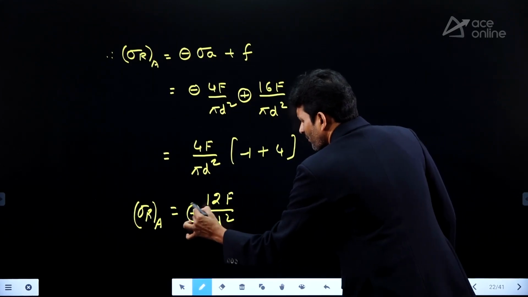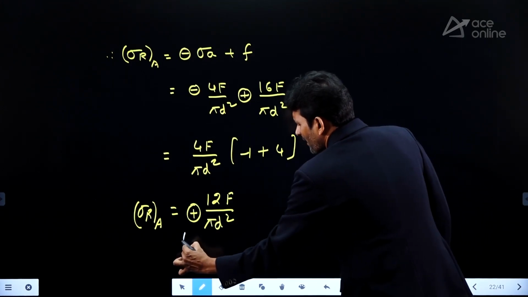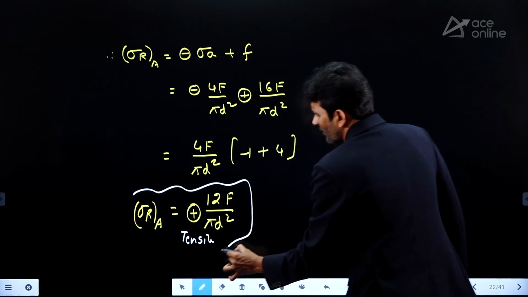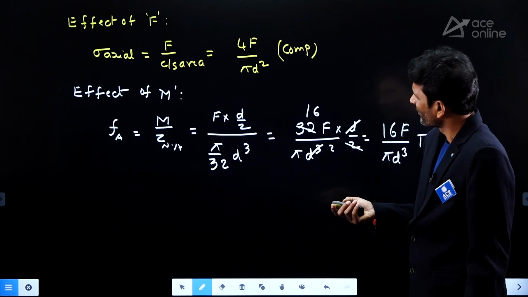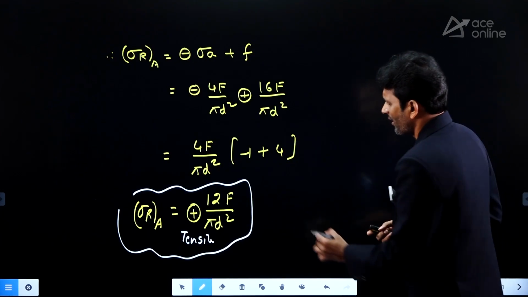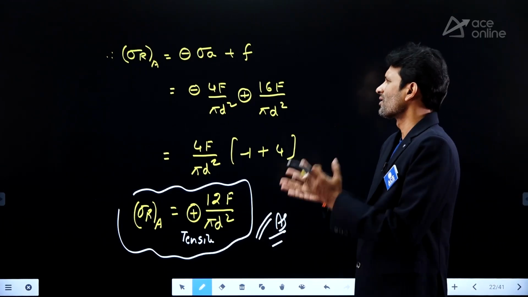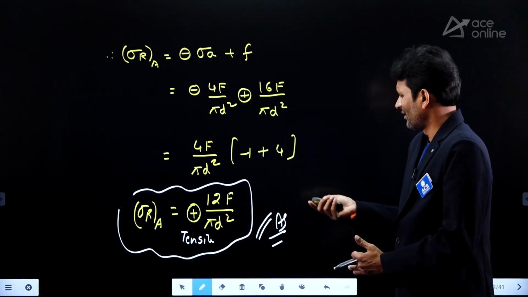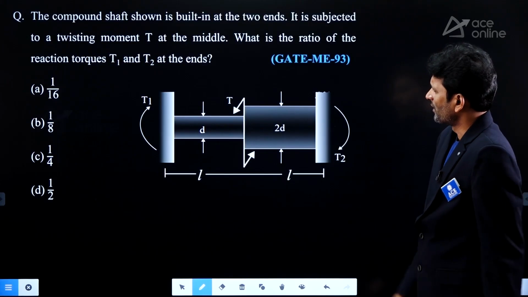Here we are having plus. Plus indicates the resultant stress has tensile nature. This is 12F divided by pi d square, tensile. See the options. This is a NAT type question, so this is the final answer for the given question. This is basically the concept of combined bending and axial loading, but we are solving this question at this moment. Let's move on to the next question.